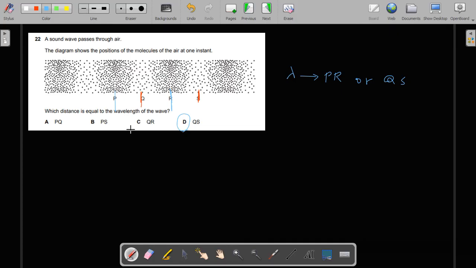So the distance between the middle of compression to the middle of the next compression is called wavelength, and the same definition applies for rarefaction.